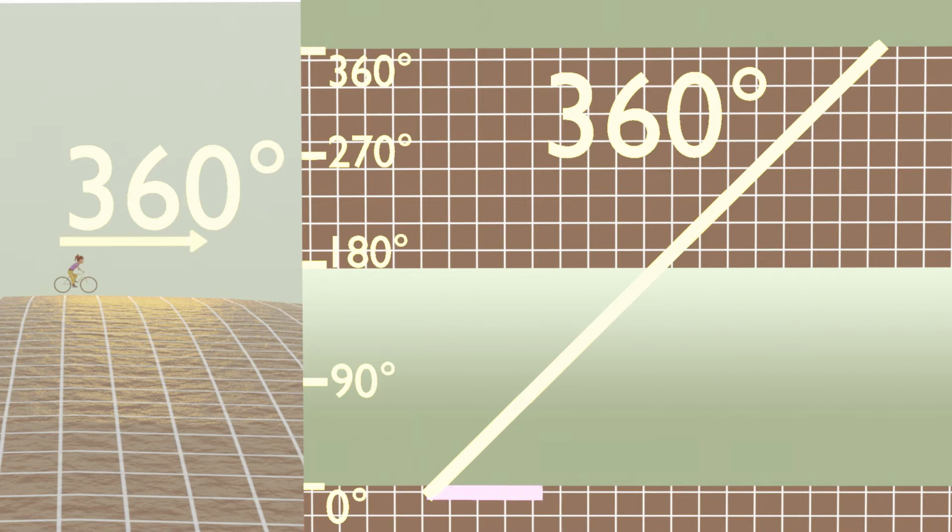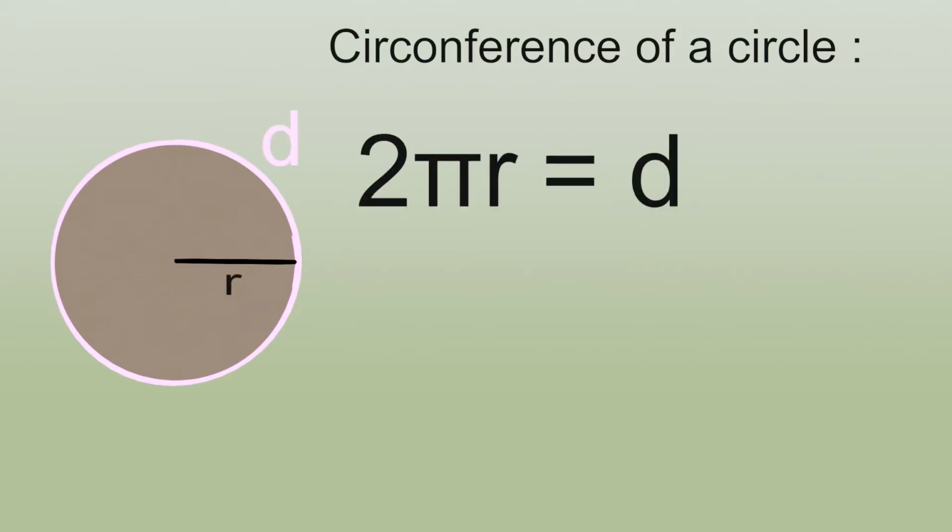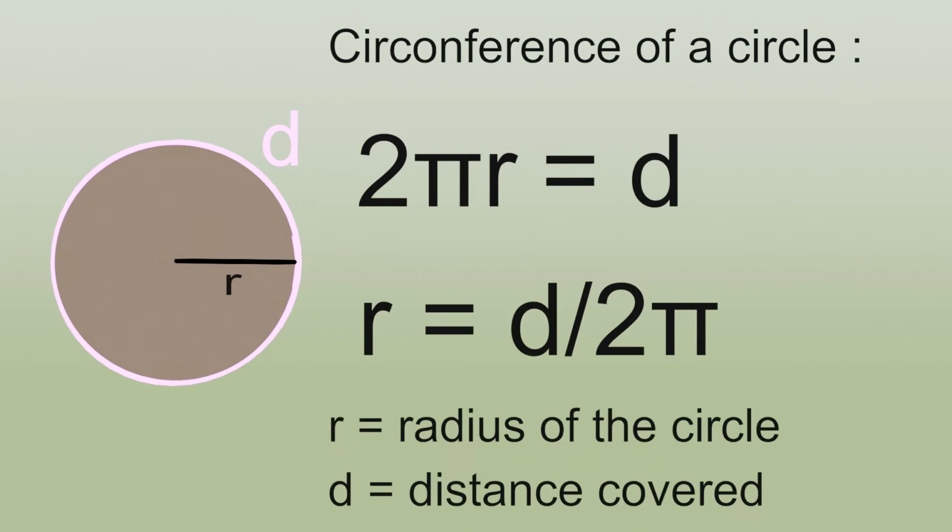And you might have guessed it, you now just need to measure the distance traveled to go around. The circumference of a circle is 2 pi r. You divide both sides by 2 pi and you get the radius of the curvature.